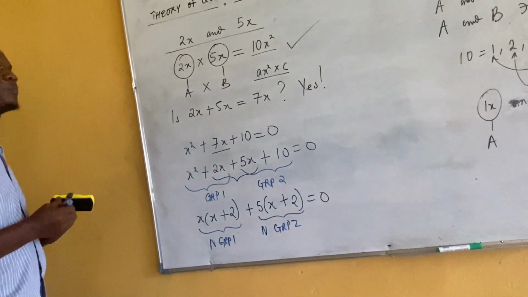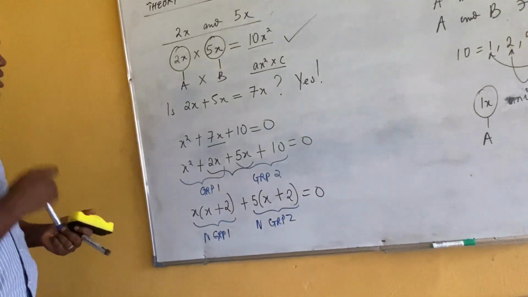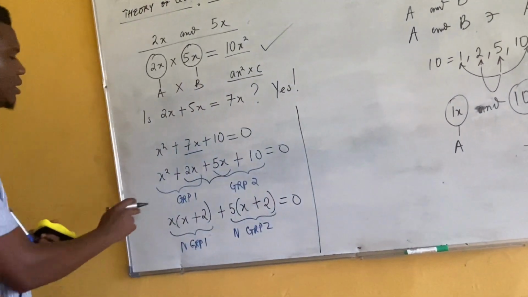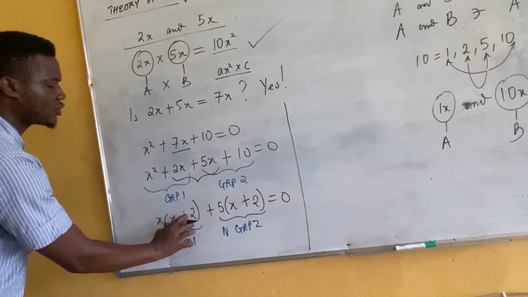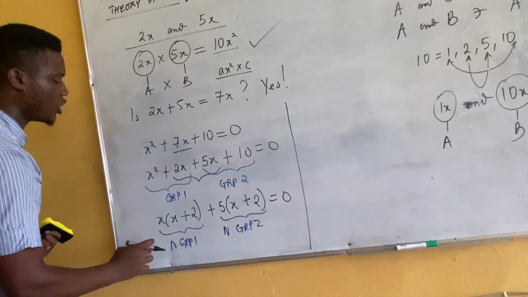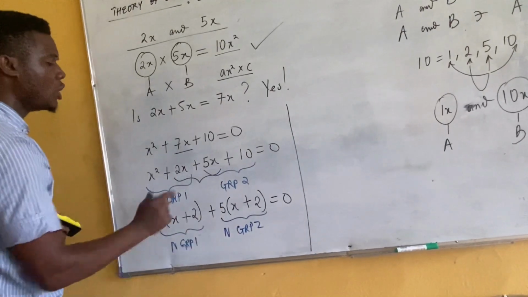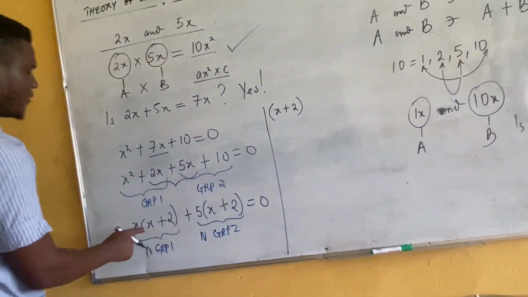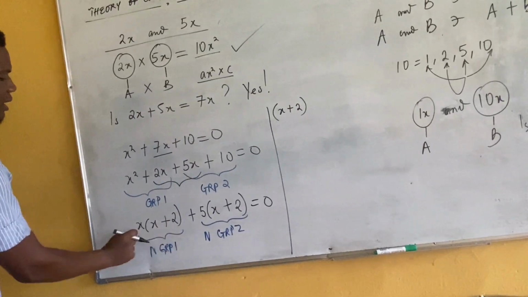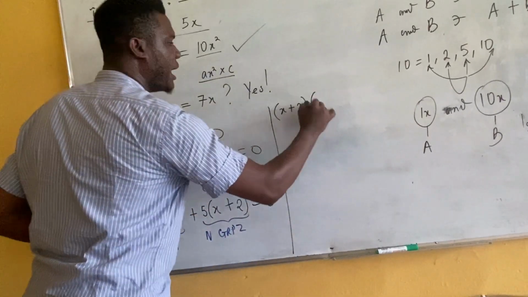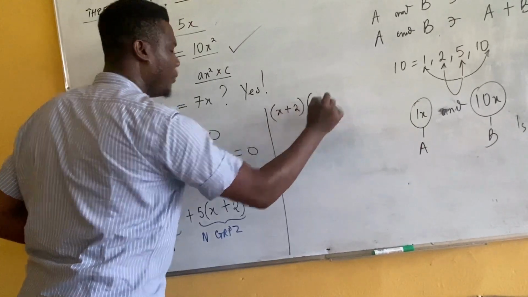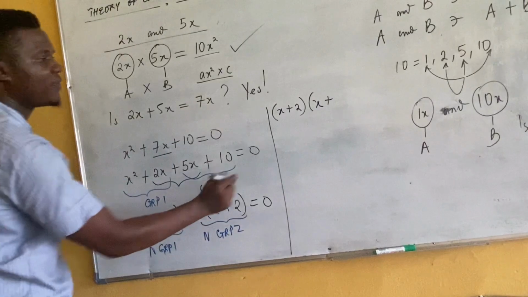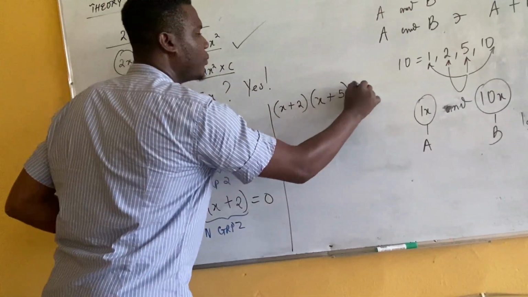Now, does the problem solving process stop there? No. So I will factorize again at this stage by bringing out what is common to new group 1 and new group 2. What is common is x plus 2. I will bring it out. If I bring out x plus 2 from here, I will be left with x. So I put the x I'm left with in another bracket, plus, bringing out x plus 2 from new group 2 leaves me with 5, and the product will be equal to 0.